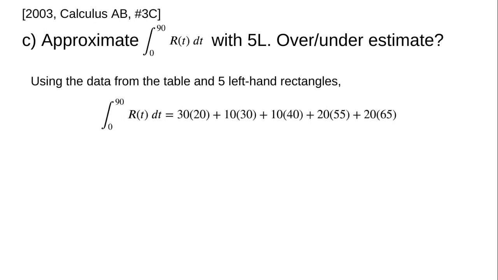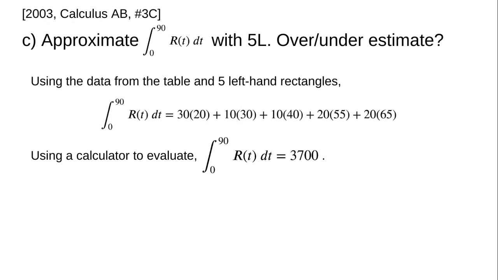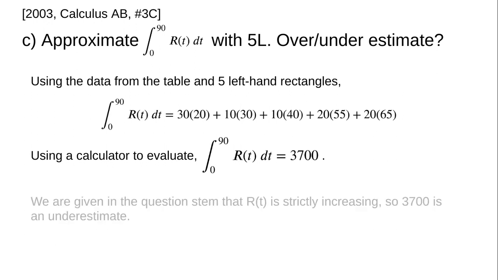Now, even though this is a calculator active question, you can use your calculator to come up with this integral, but you have to be clear about what you are asking your calculator to do. So it would always be a best practice here to actually write this out by hand. This integral is equal to the sum of these products. And then once you have that written down, then you can use your calculator to actually come up with the integral. So if we add up all the parts on the right, we get that the integral from 0 to 90 of r of t dt is 3,700.